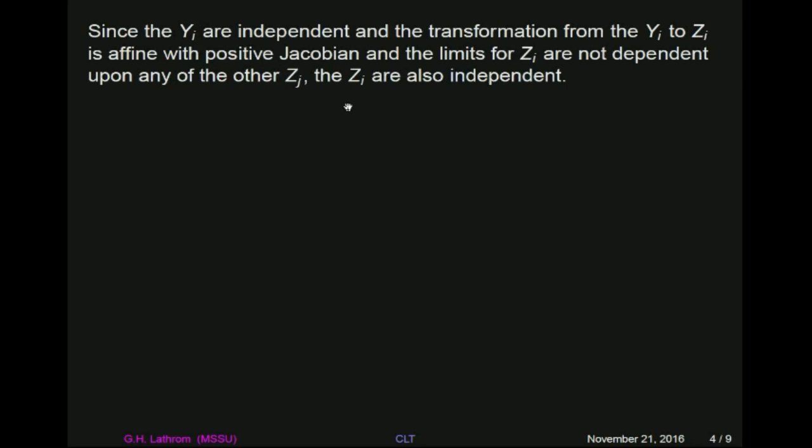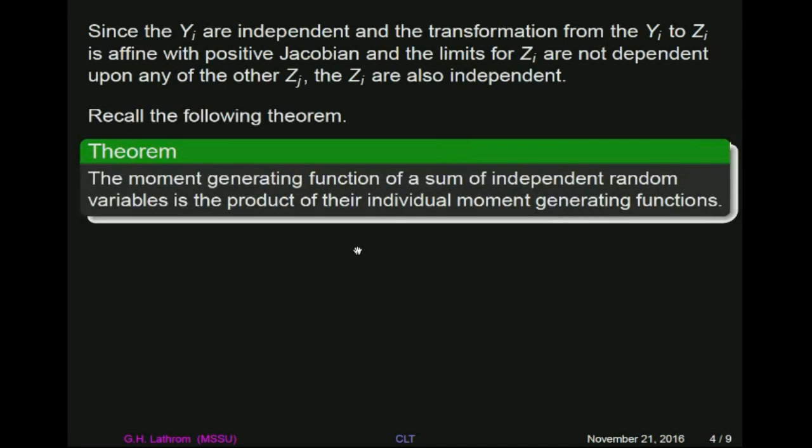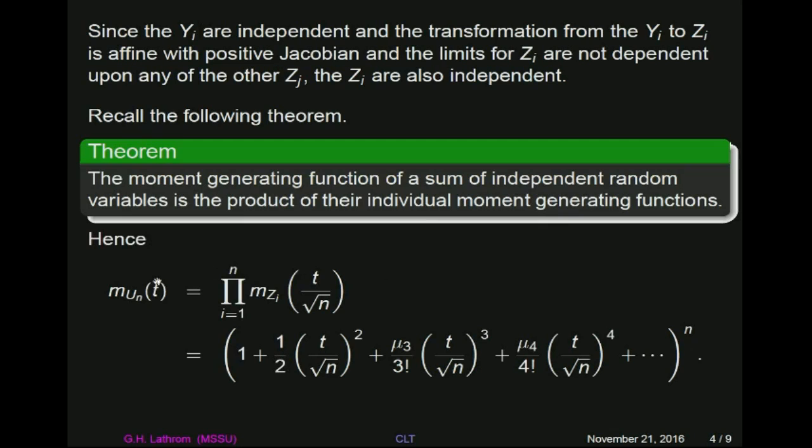The limits are going to be independent of one another. And so what that means is that because the y sub i are independent and our limits really don't change, the z sub i are also going to be independent as well. And so then we recall this theorem about our moment generating functions, that the moment generating function of a sum of independent random variables is the product of their individual moment generating functions. And so what that means is that the moment generating function of our u sub n is just going to be the product of the moment generating functions of our z sub i's. And so we end up with an expression that looks something like this.